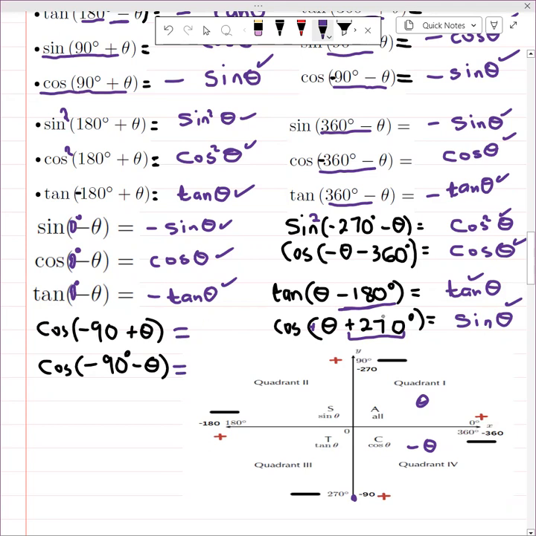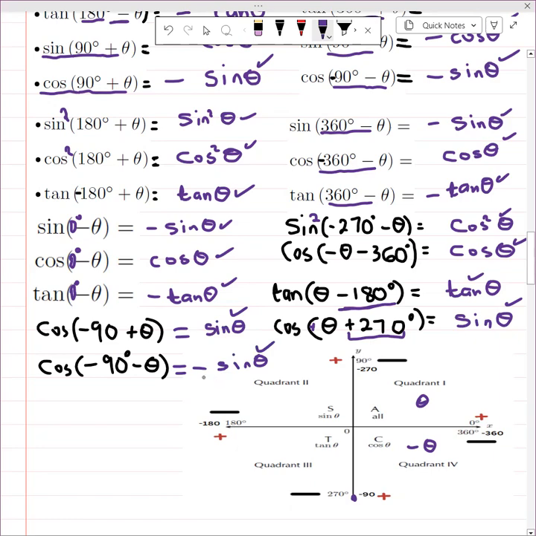Minus 90 plus theta. Minus 90 is here. Plus theta is in the fourth quadrant. So cos is positive in the fourth quadrant, but it is going to change to a sine because of the 90 degrees. So it becomes sine theta. Then the last one is going to be in the third quadrant because negative 90 is here, minus is there. So in the third quadrant, cos is negative, but cos changes to sine because of the 90. So it's negative sine theta.